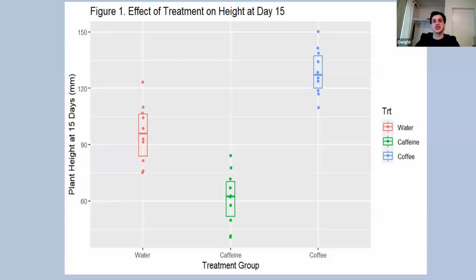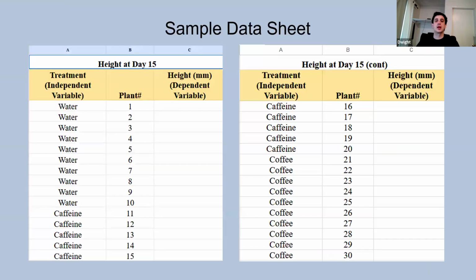But how do we organize the collected data in a way that makes it easy to graph? We need a data sheet such as the one shown on the next slide. We are showing this data sheet as you would set it up at the beginning of your experiment. Each row represents a plant, and each column represents something that we want to record about each plant. We show the data sheet for plants 16 through 30 as a separate piece on this slide, but the actual data sheet has 30 rows and 3 columns.